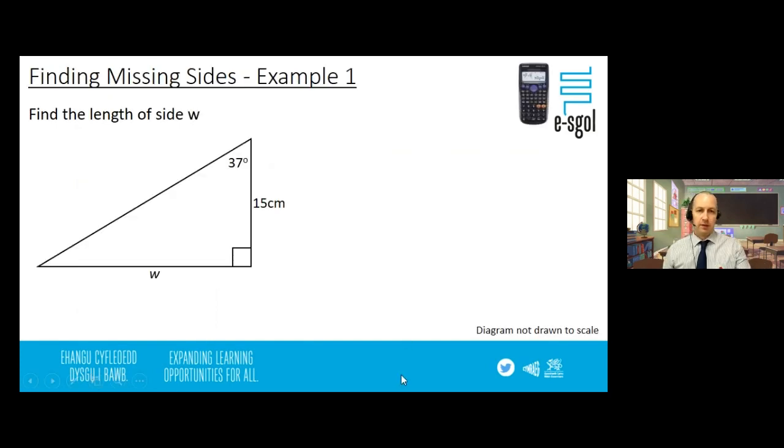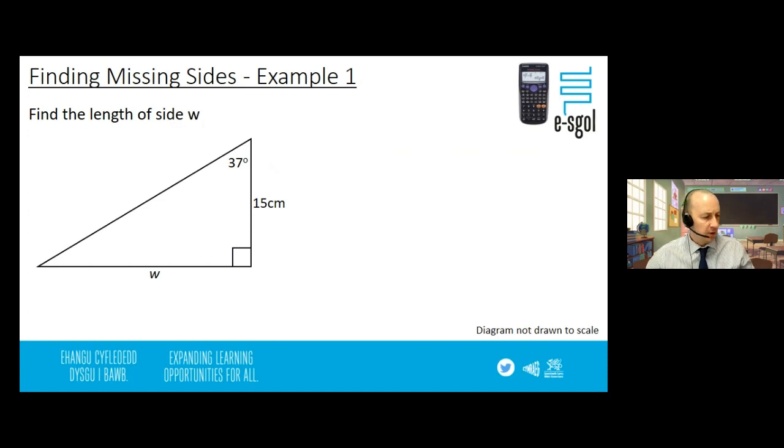Okay, so let's take a look at this example together. We'll do a couple of different examples finding sides, and then we'll move on to the angles a little bit later on. Looking at this first one, it says find the length of side W. We can see the bottom of the shape, or you could call it the base of the triangle, is marked with a W. We've got the angle of 37 there at the top. We've also got that side of 15.